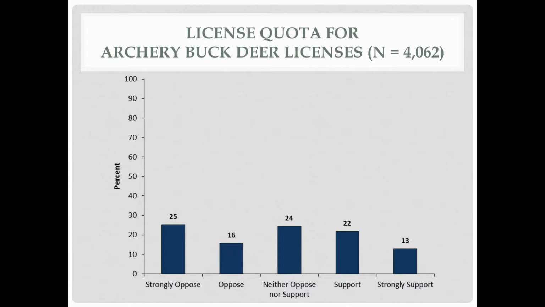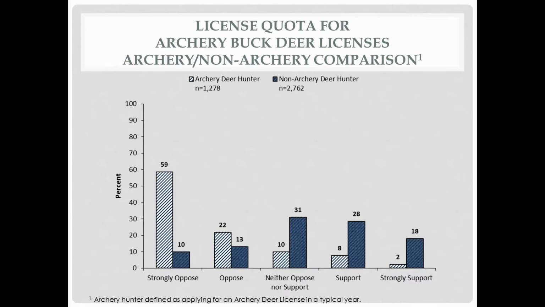I also thought about this one, similar to how we broke out the landowner. We've got archery deer hunters in here and non-archery deer hunters, so is there going to be a difference? The way archery hunter is defined in this instance, if they indicated on that first question we talked about, the seasons you apply for in a typical year, that archery was one of those seasons, they're in this archery hunter category. If it was not indicated in a typical year, then they're a non-archer for this purpose.